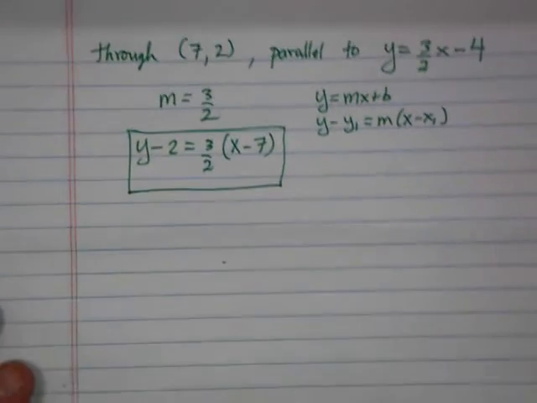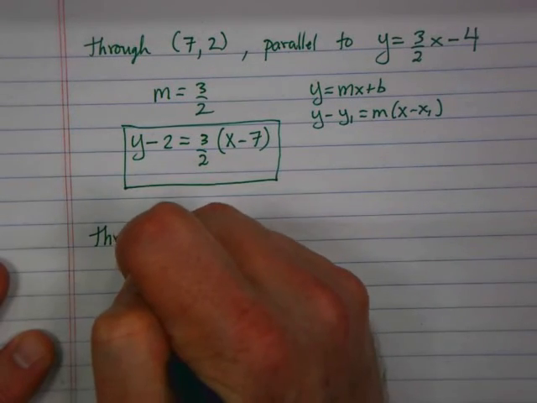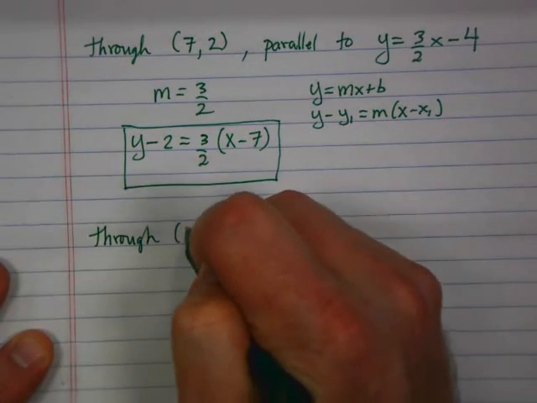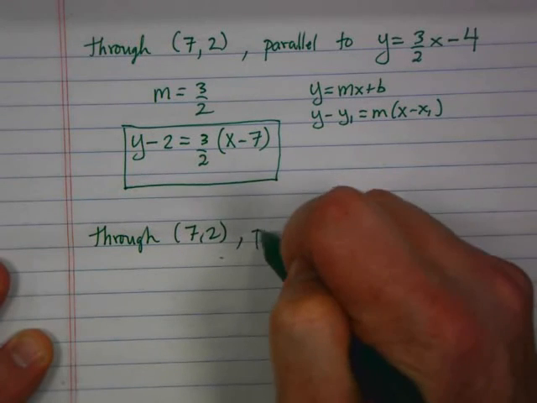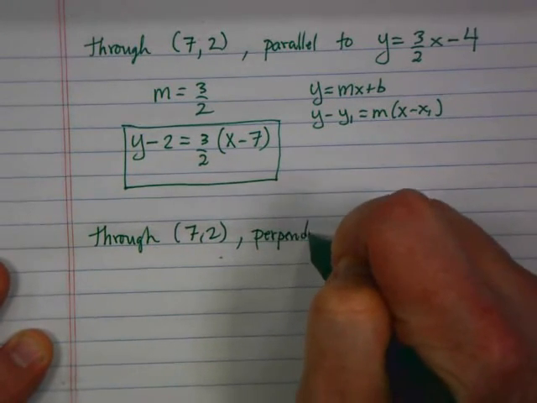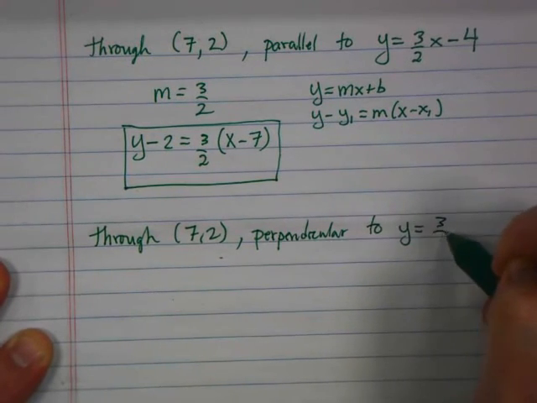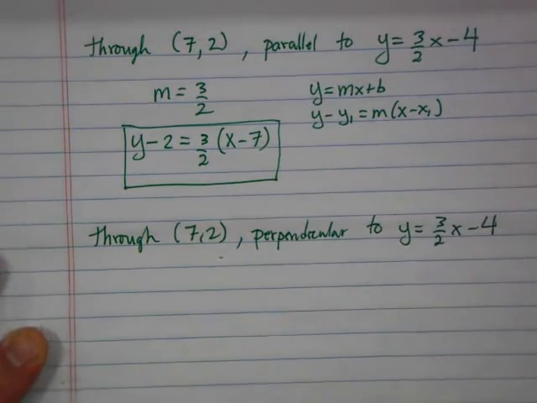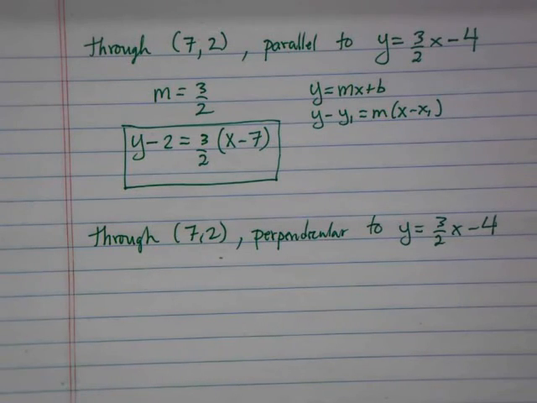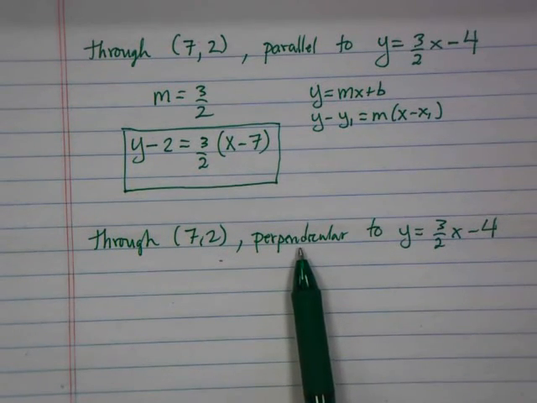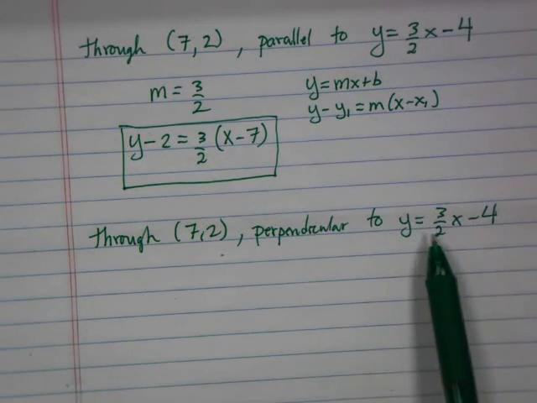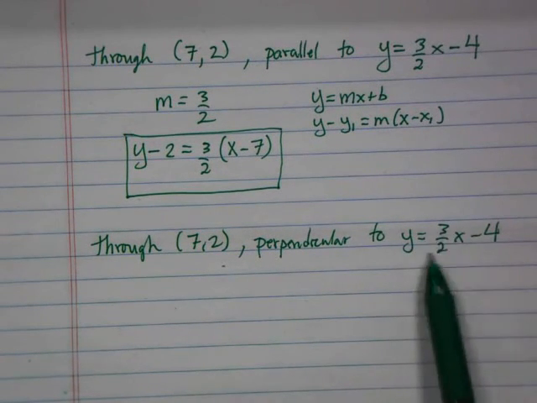All right, last question. Through 7, 2, perpendicular to y equals 3/2 x minus 4. Alright, same thing, right? Except perpendicular, so the slope of this line that I gave you is 3/2.